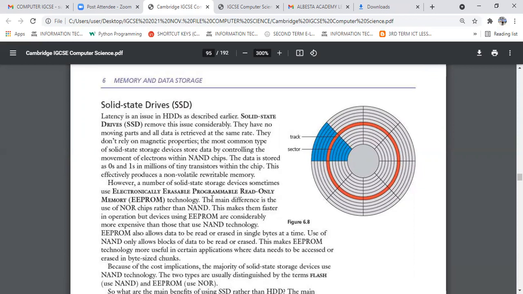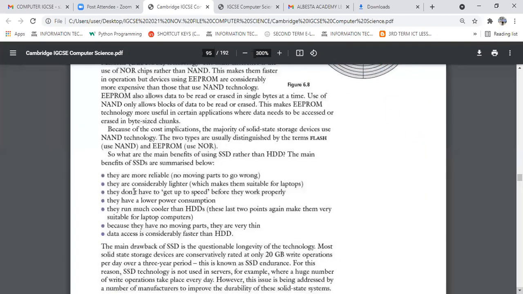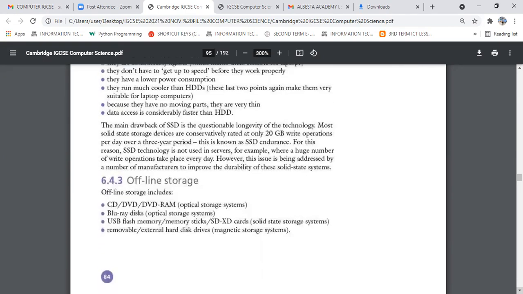So we now have a number of SSD types, which are the EEPROM, which means electronically erasable programmable read-only memory, and which uses NAND gates. Let's look at the benefits of SSD. So what are the main benefits of using SSD rather than HDD? They are more reliable. Yes, they are considerably lighter. They don't have to get up to speed before they work properly. They have a lower power consumption. They run much cooler than HDD. Because they have no moving parts, they are very thin. Data access is considerably faster than HDD. It means SSD is faster than HDD.